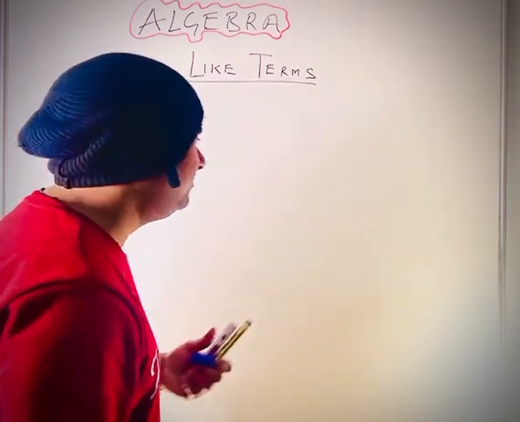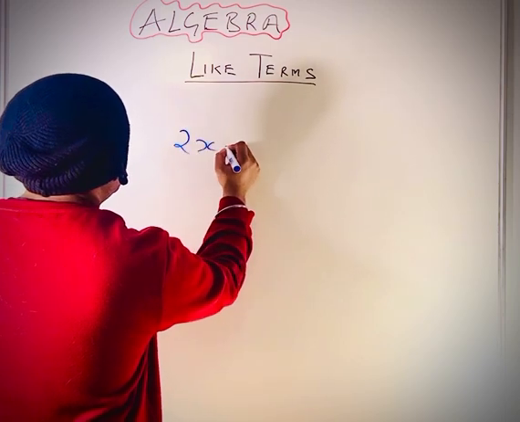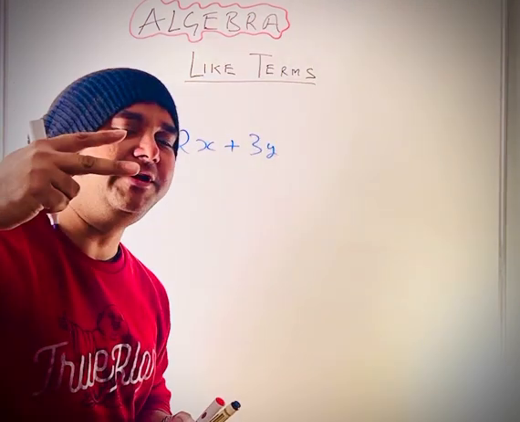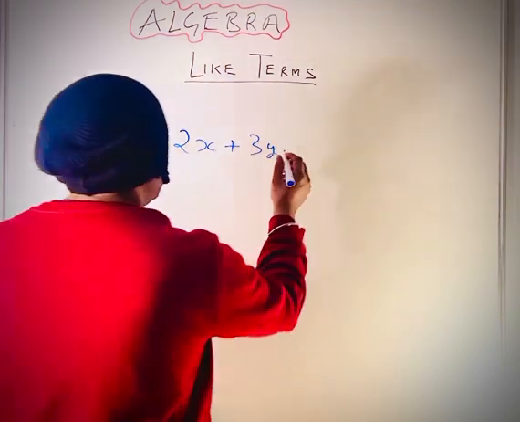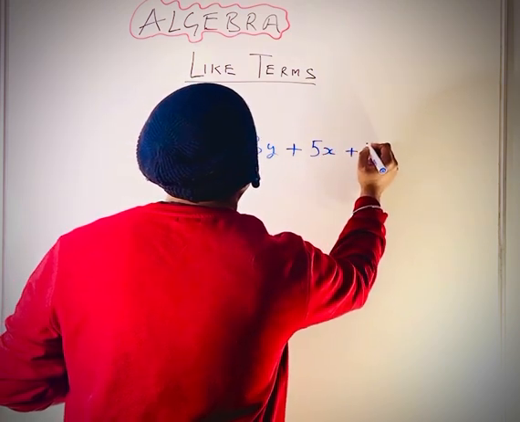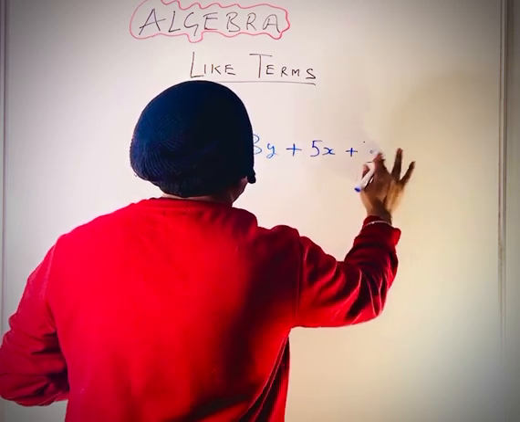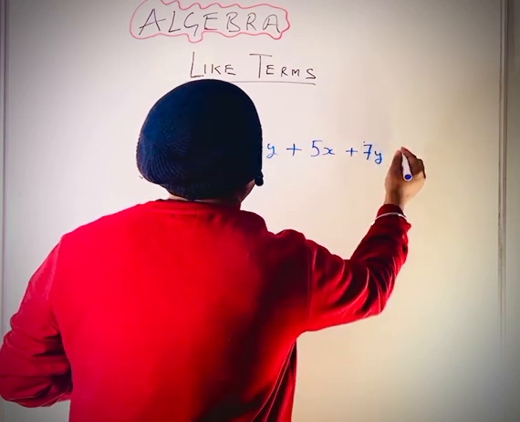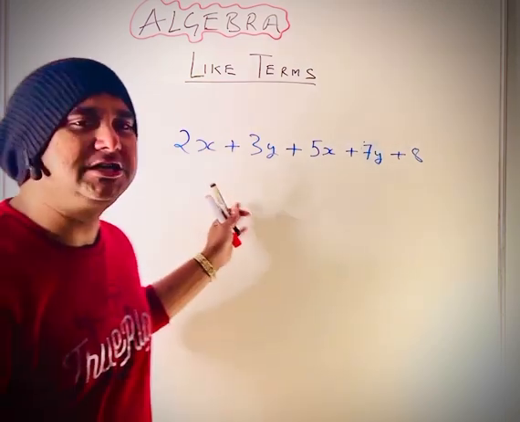Now here is our expression. Let's say we have 2x plus 3y. Now here's the thing. We have two variables in this expression, x and y. Pay attention, please. And then let's say we have plus 5x plus 7y, right? And plus 8, right? So that's the expression we have now.